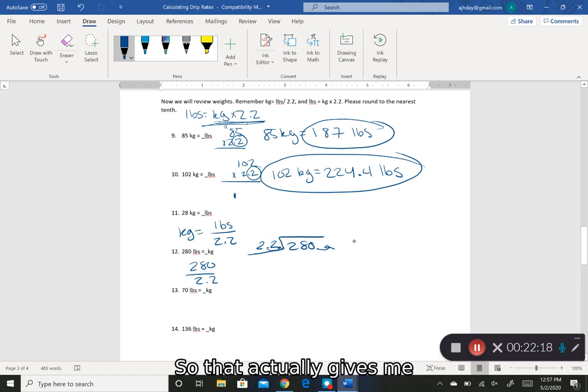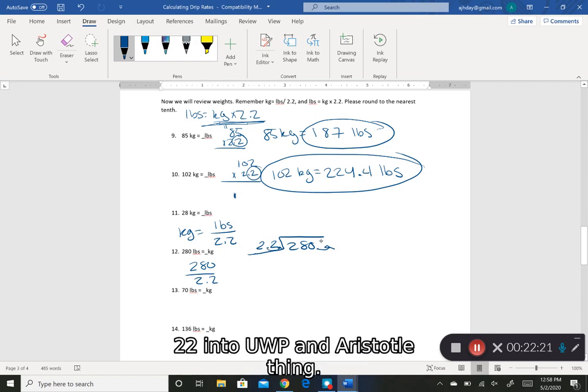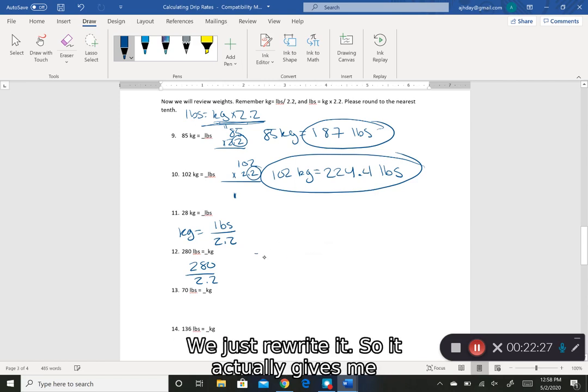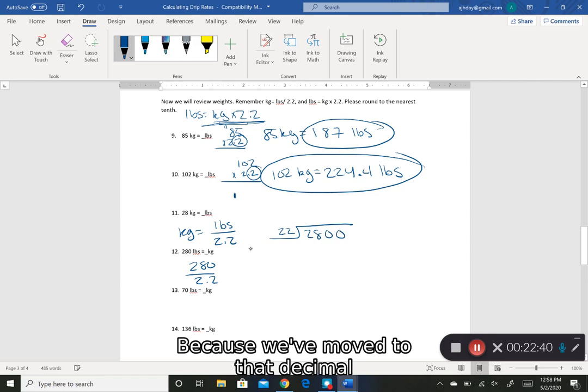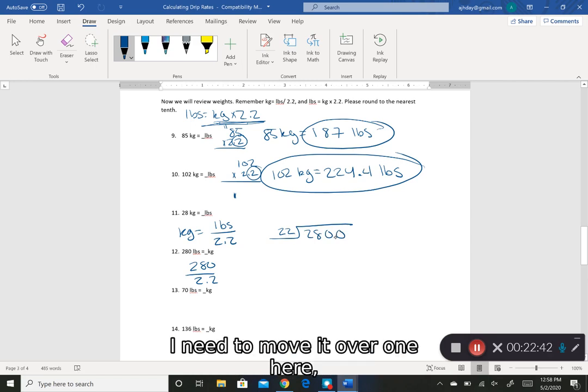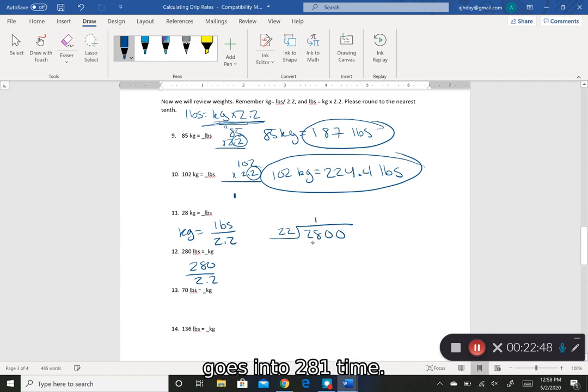So that actually gives me 22 into, and I erased the whole thing. Let me just rewrite it. So it actually gives me 22 into 280 plus a 0, so 2,800. Because we've moved that decimal place over one here, I need to move it over one here, which means I need to add a 0. 22 goes into 28 one time.